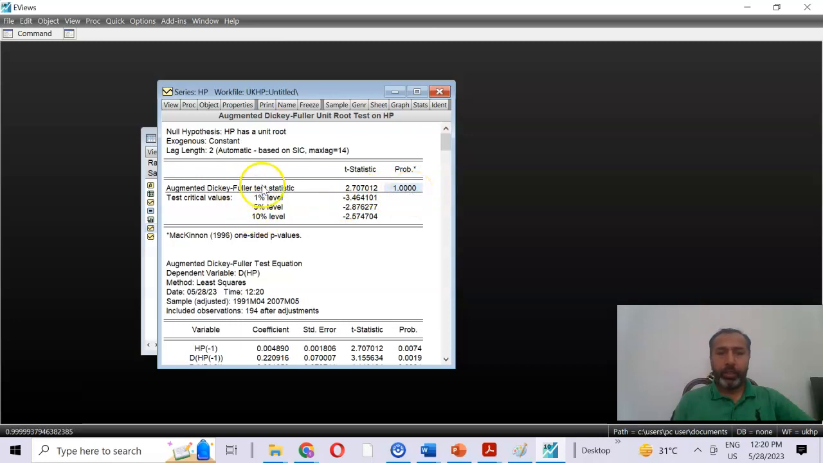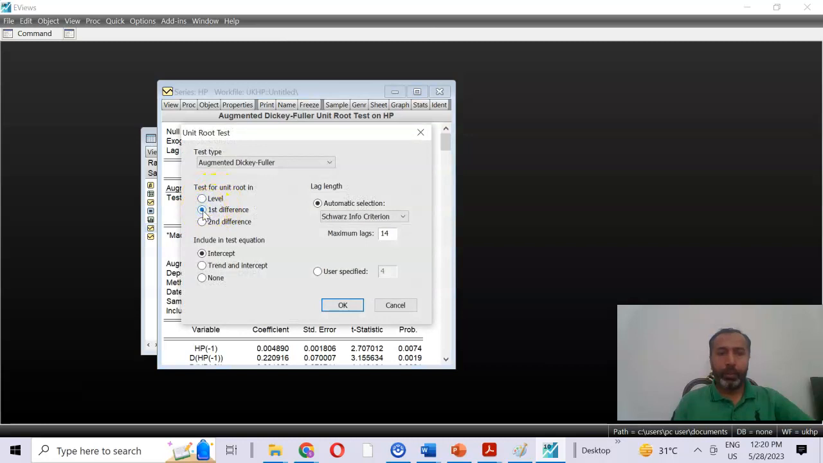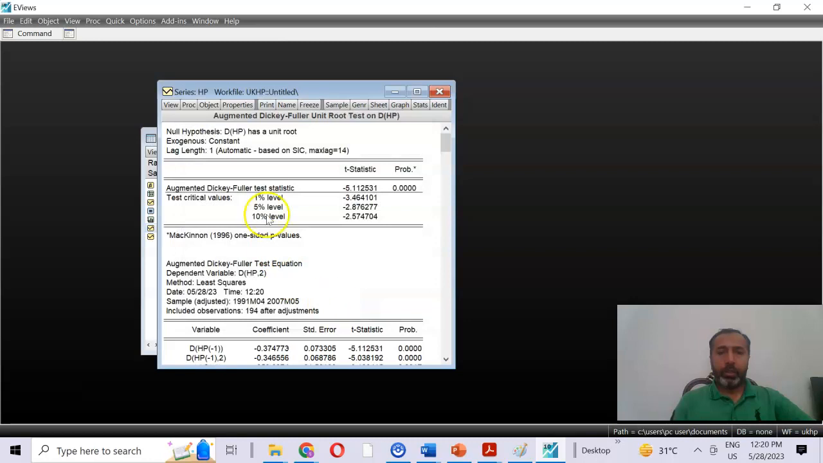Now we shall run the unit root investigation at first difference and see whether this variable becomes stationary at the first difference or not. Go to View, click Unit Root Test. Here now select the first difference. If you click OK, you will see that now the p-value is less than 0.05. Thus, we reject the null hypothesis, because we know that we reject the null hypothesis when the p-value is less than the level of significance, which is generally considered 0.05. So we shall conclude that this housing price variable was non-stationary at level and it becomes stationary at the first difference.